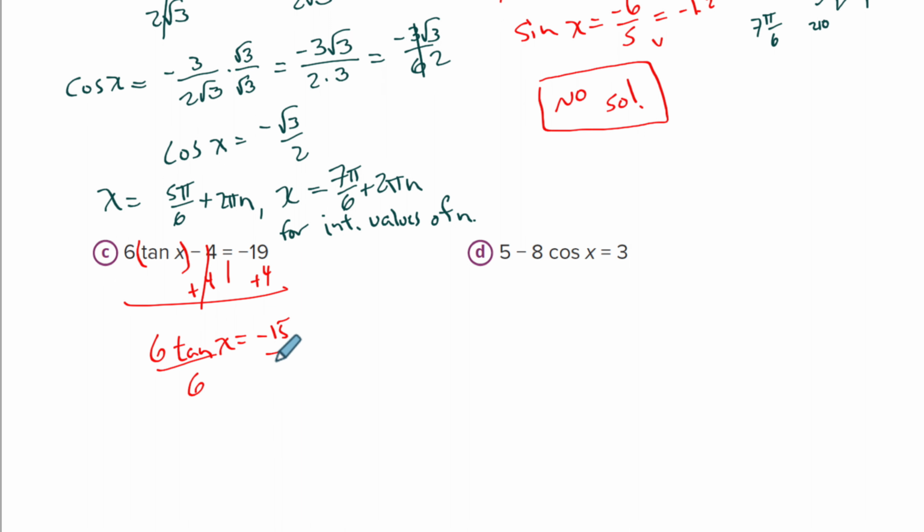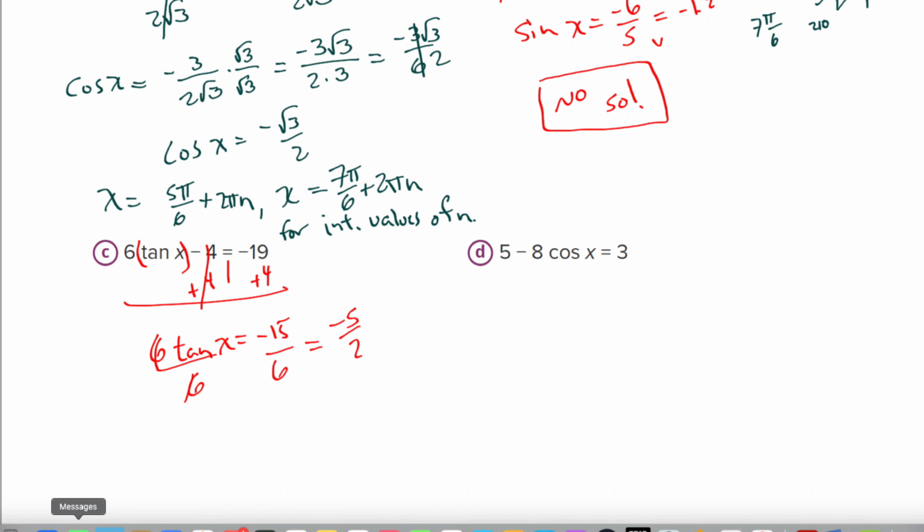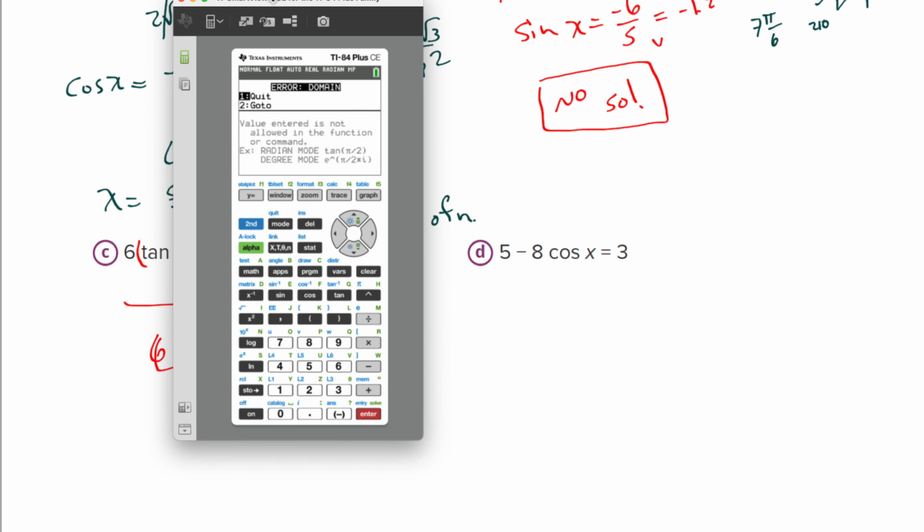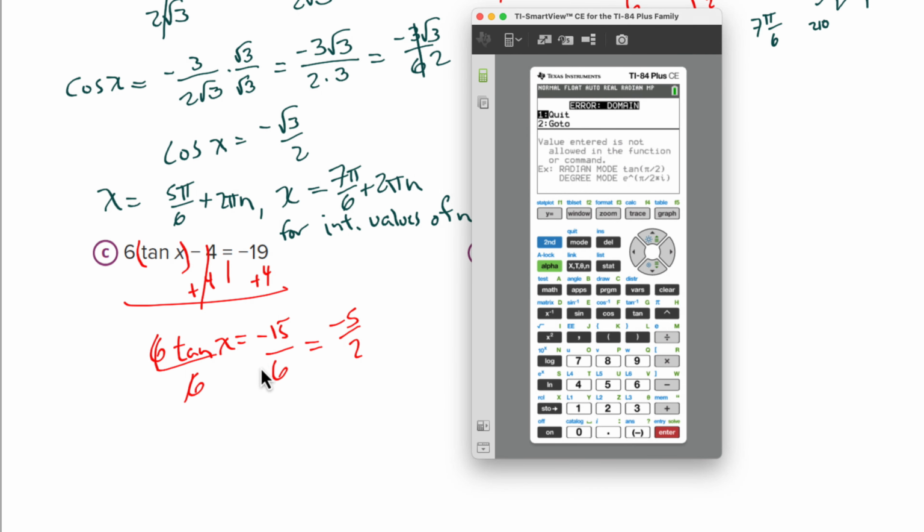This is where a calculator is going to come in handy because 15 over 6, I can kind of reduce that a little bit. I can take a 3 out of both. So I get what? Negative 5 over 2, but that doesn't really help me out too much. So I'm going to go to the calculator. Hey, calculator. I want to solve for x.